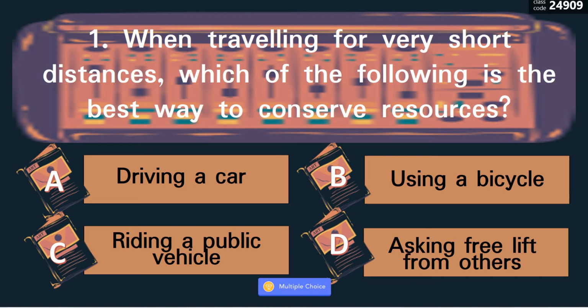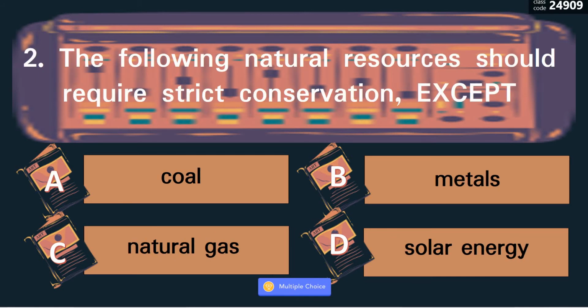Traveling for very short distances, which of the following is the best way to conserve resources? Is it A, driving a car? B, using a bicycle? C, riding a public vehicle? Or D, asking free lift from others? Very good. You got it right. That's letter B, using bicycles. Let's proceed with question number 2.